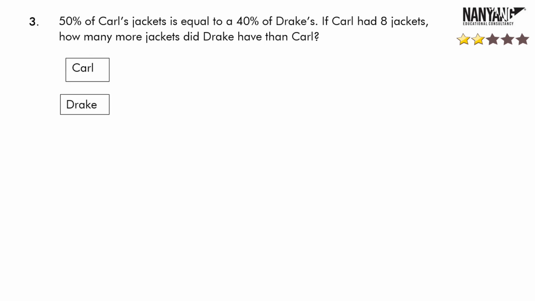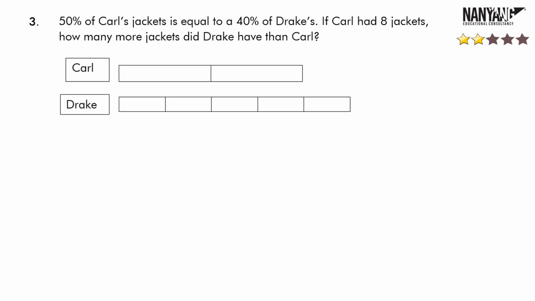Alright, so let's draw our model first. We have Carl having 2 units, while Drake having his model split to 5 parts. We know that 2 of Drake's part is equals to 1 of Carl's. So we let 1/5 of Drake be 1 unit. That way, 1 part of Carl would be 2 units. As our model states, that should be quite obvious. So how many units does Carl have? We take 2 units times 2, we get 4 units, which is equals to 8.